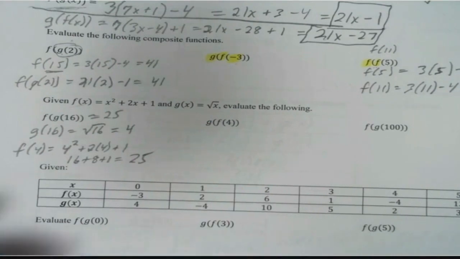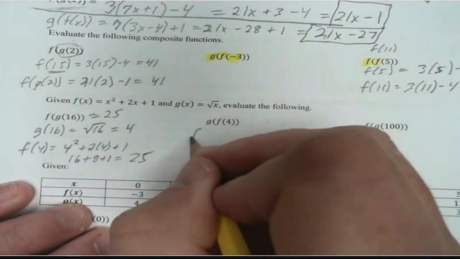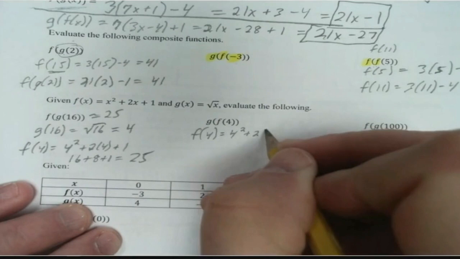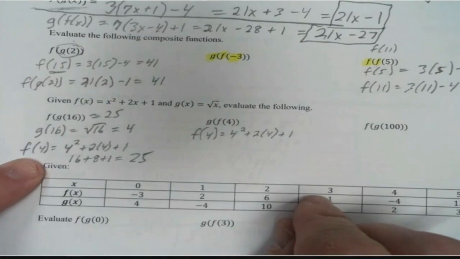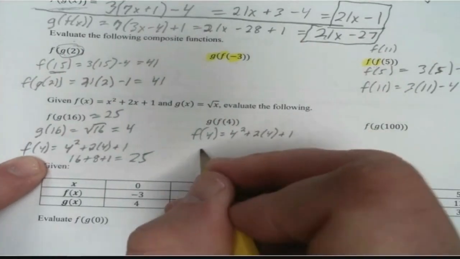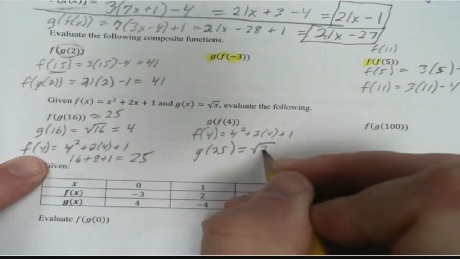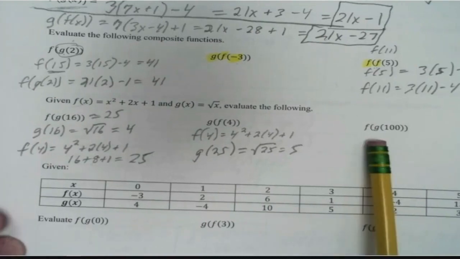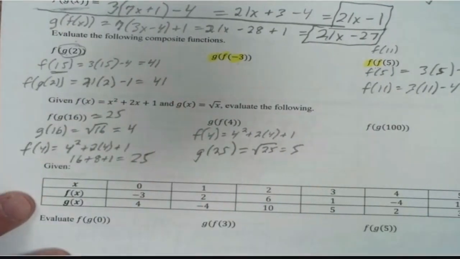But going the other way around, g of f of 4. So we got to find f of 4 first. So f of 4 equals 4 squared plus 2 times 4 plus 1. Now we just found what f of 4 was right here, right? F of 4 equals 25. So then we need to find g of 25, which is the square root of 25, just 5. Then you can do f of g of 100. The square root of 100 would be 10. So you'd find f of 10 for that last one.